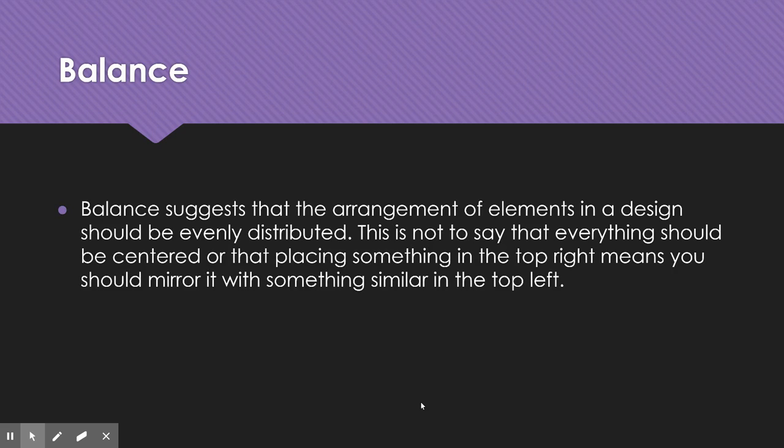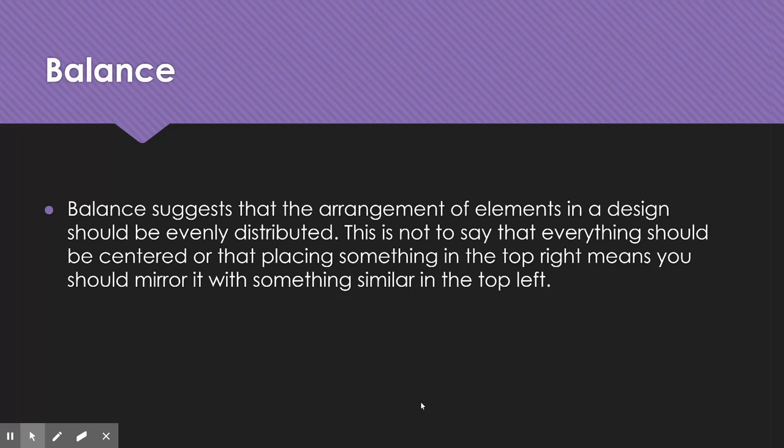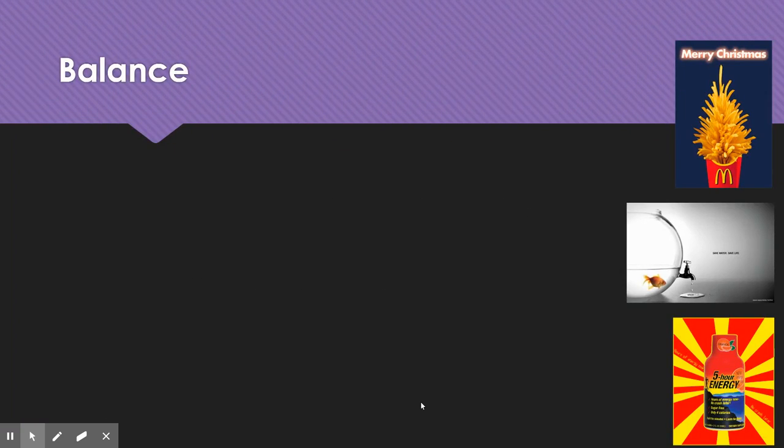Balance suggests that the arrangement of elements in the design should be evenly distributed. But that's not generally the case sometimes, right? If that is the case all the time, that contradicts what maybe emphasis or rule of thirds is. So let's take a look at some examples that we have here of some balance pieces.